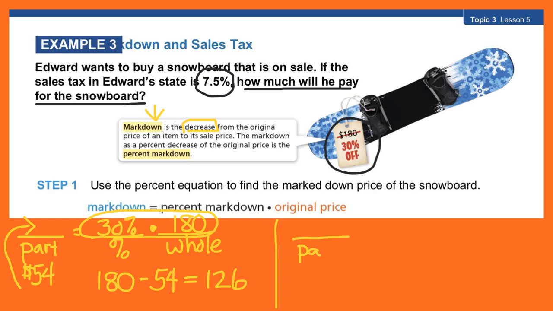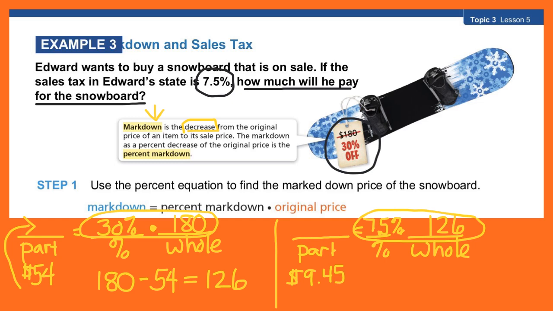I'm going to use my same thing. Whoops. Let me put that in the right spot. Percent. Okay. So the tax is 7.5% of 126. Do not pay tax on 180 because your snowboard doesn't cost 180. Those are on the same side of the equal sign, so I'm just going to multiply them. The tax is going to be $9.45. Okay, we've done a lot of math, but we're not done quite yet.